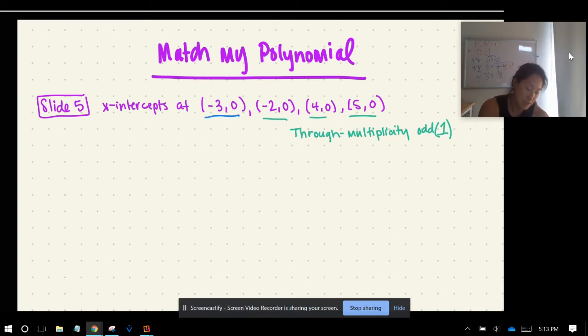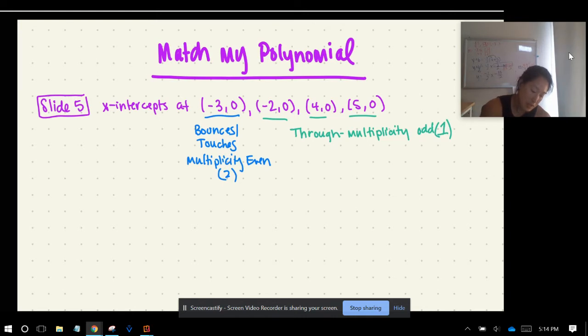And then the 3, since it bounces, or I think they say touches in the book, then the multiplicity is even. Okay, so that means 2 for us.